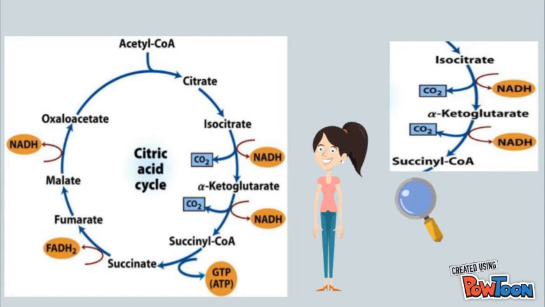For the fourth step, alpha-ketoglutarate is oxidized to form the unstable compound succinyl-CoA. It reduces NAD+ to NADH and releases a molecule of carbon dioxide in the process. The enzyme catalyzing this step is alpha-ketoglutarate dehydrogenase.